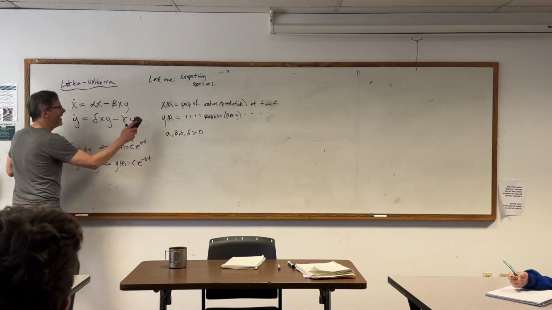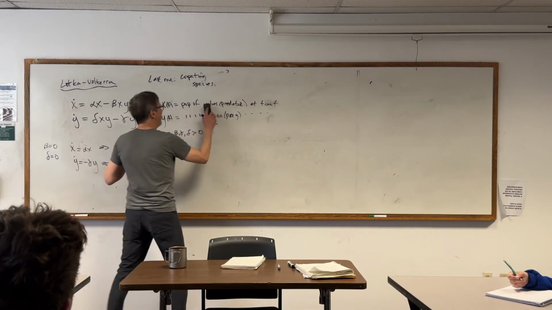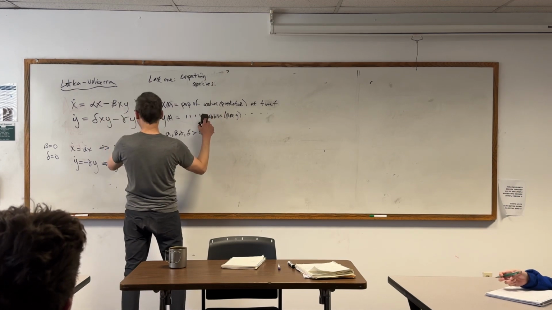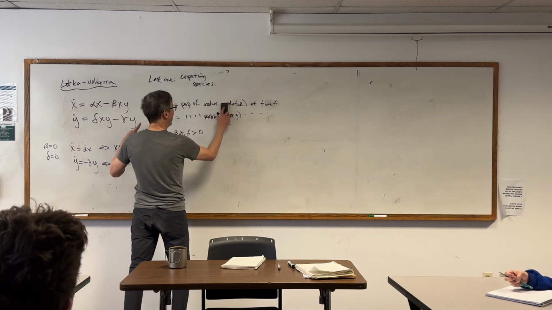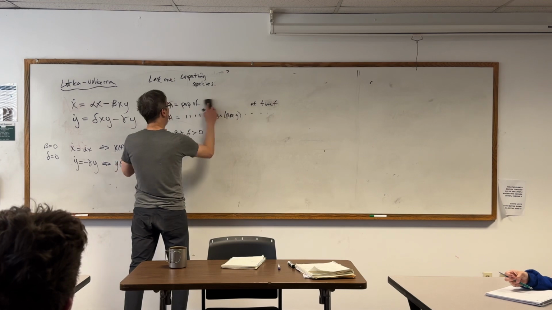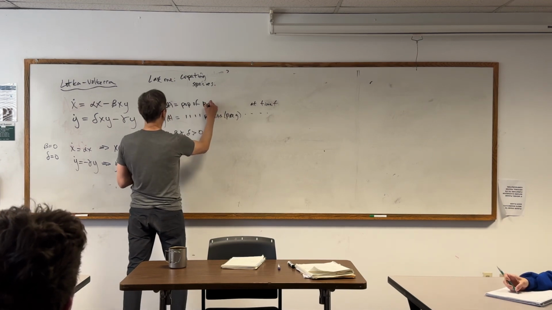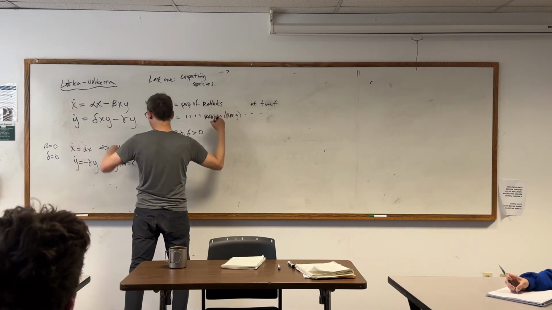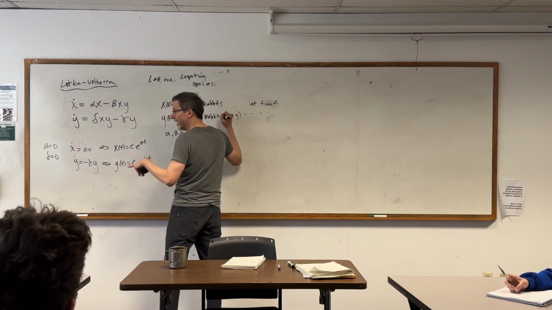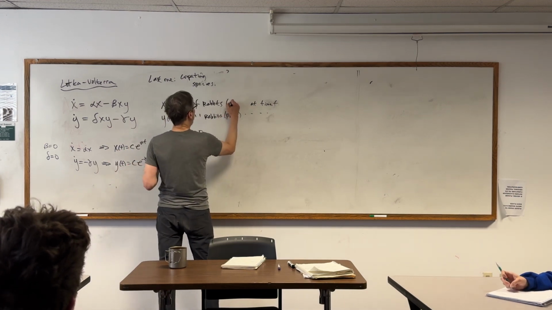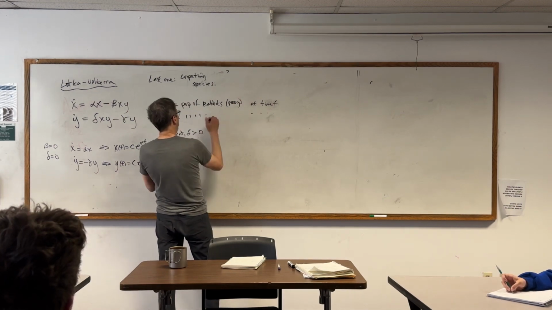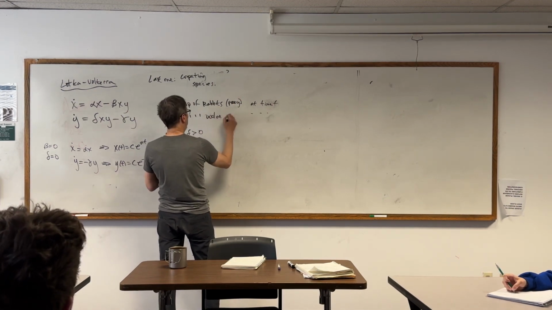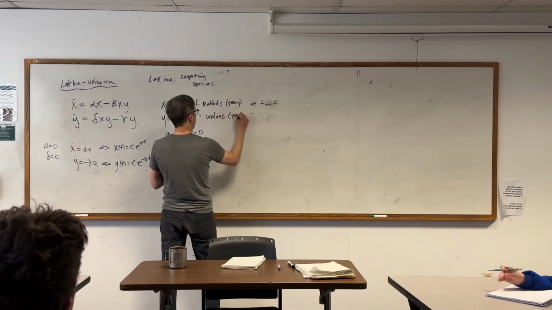So this should be X of T is prey. Thank you. Got my words backwards. So this is the population of rabbits, and they will keep growing. Thanks for catching that. Nice catch. So that is the prey, and this is the wolves. Yeah, good catch, Mike. Those are the predators.